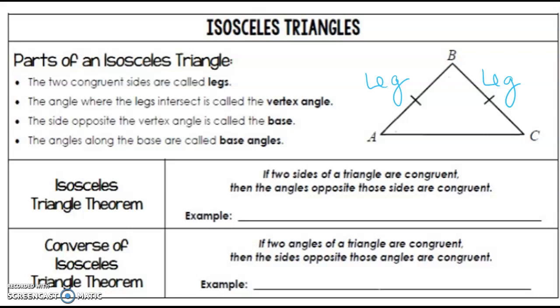And then the angle where the legs intersect is called the vertex angle. So that angle 1 right there is a vertex angle. And then the side opposite the vertex angle, this bottom side, is called your base. Lastly, you have the angles along the base. Those are called the base angles. So angle 2 and angle 3, those are your base angles.